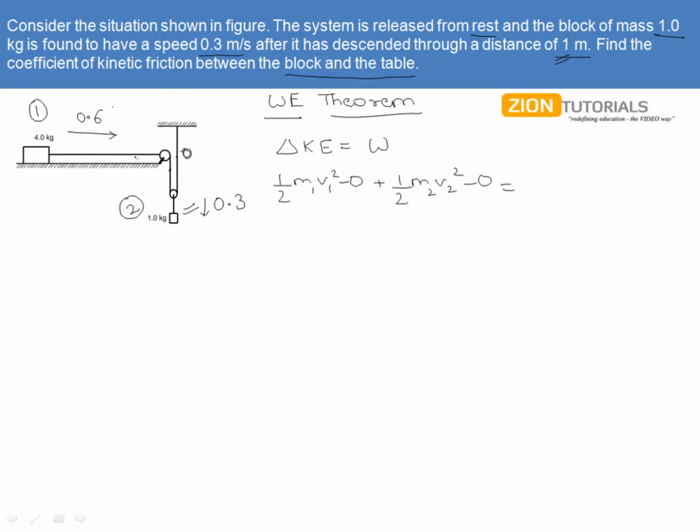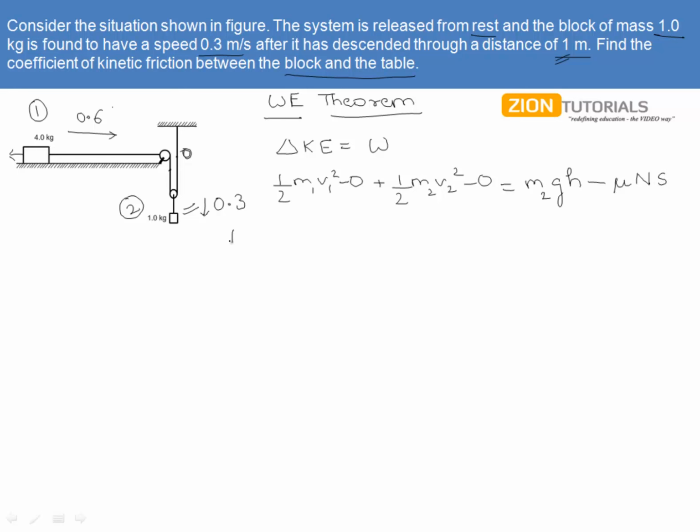Now work done will be due to two forces. First is the gravitational pull. Since the movement is downward, that is in the direction of the force, the work done will be positive. So it will be m2 g h, where h is the distance moved downwards. But the frictional force will be in the opposite direction, so it will have a negative work done over the system. So it will be minus mu n, where n is the normal reaction, into s, where s is the displacement.